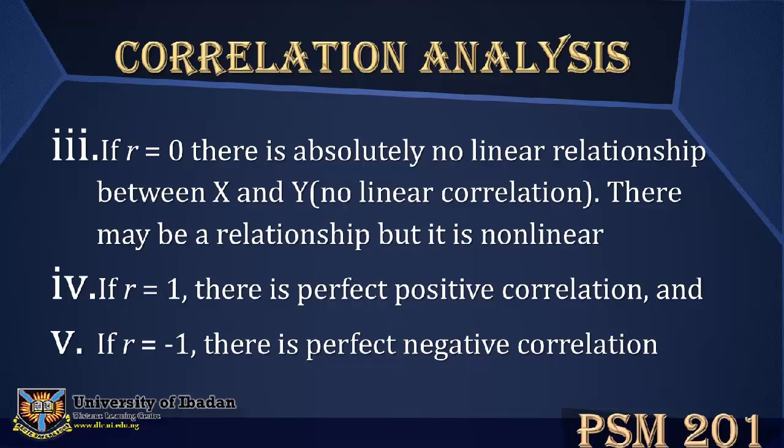If R is equal to 0, there is absolutely no linear relationship between x and y. No linear correlation. There may be a relationship, but it is non-linear. If R is equal to 1, there is a perfect positive correlation, and if R is equal to -1, there is a perfect negative correlation.